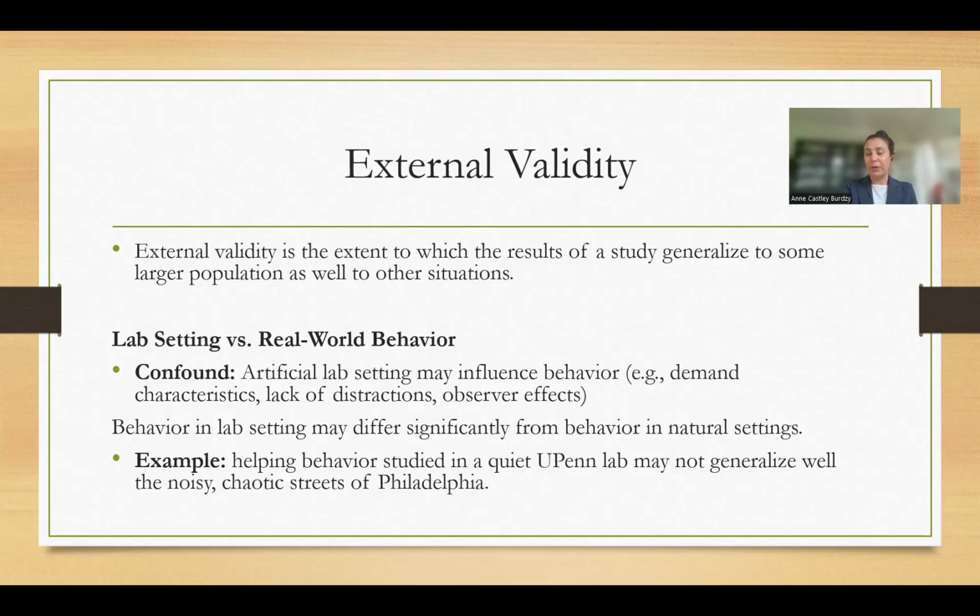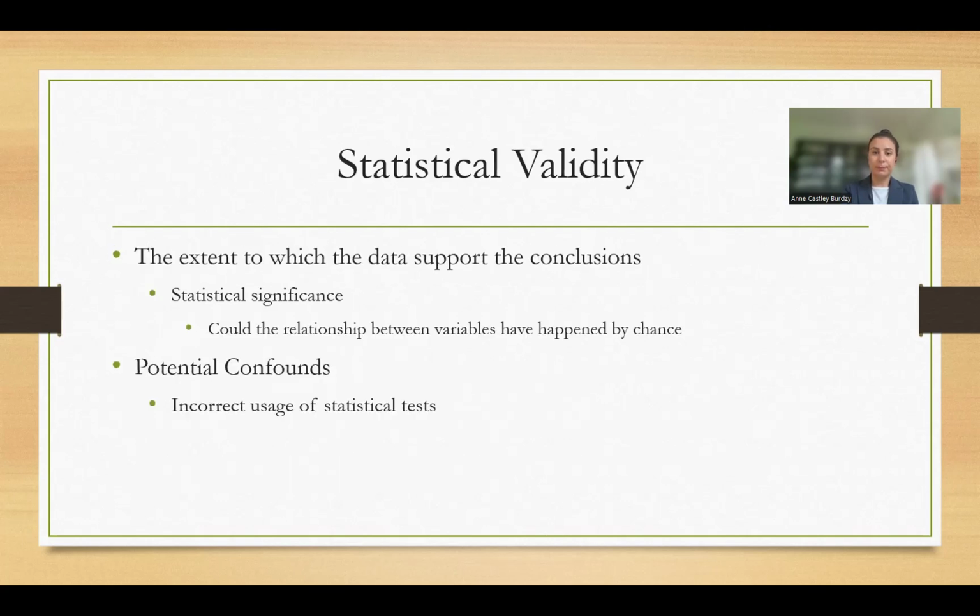Perhaps there are other issues: it's noisy, it's chaotic. They might not be able to hear if someone is in need, or be able to process additional stimuli to provide care or help appropriately. So that would be an example of external validity, and of being mindful of how external validity is impacted in lab versus real world settings.